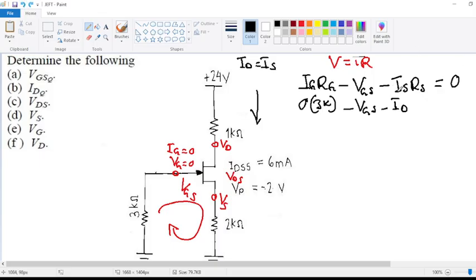Rs, okay, which is equals to 0. From there, what is 0 times 3k? You're going to have a 0. So 0 minus VGS minus ID RS is equals to 0. Correct like terms 0 and that goes that side, so it will still remain 0.